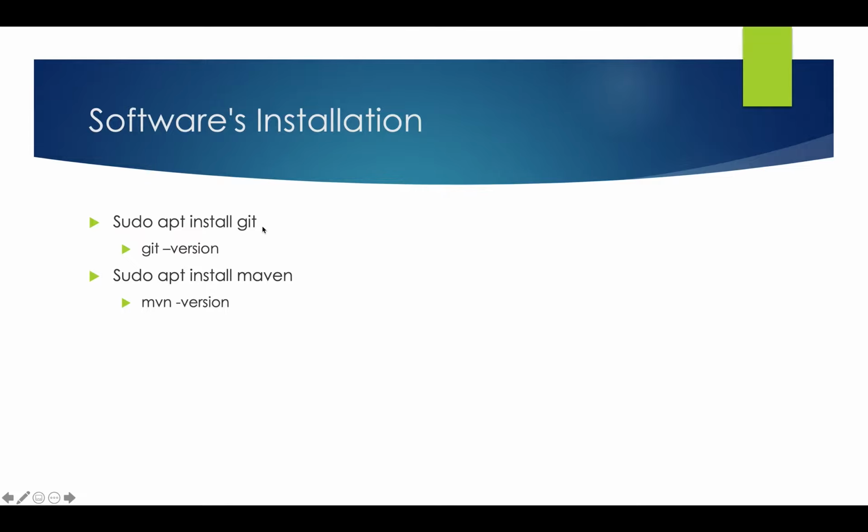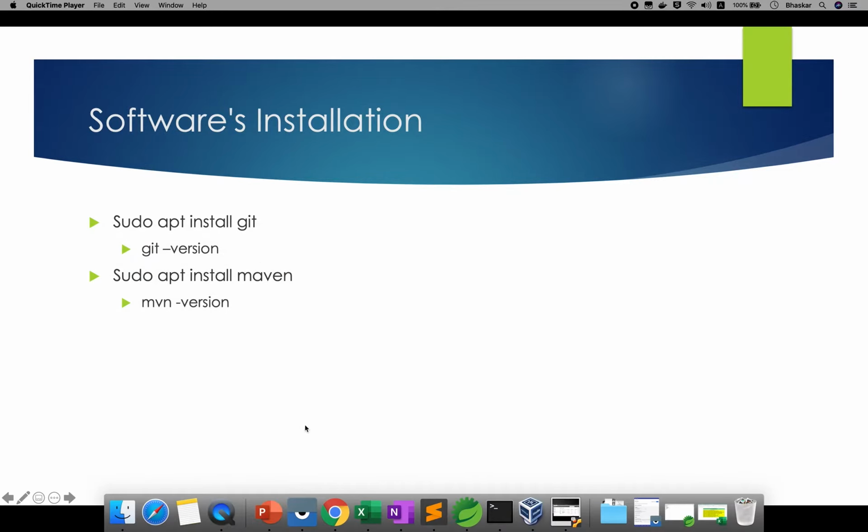These two commands are related to an Ubuntu machine. If you use CentOS, Red Hat Linux, or Amazon EC2, you need to use yum instead of apt. Now this is the Git software: sudo apt install git means Git will be installed. This one is for Maven, which will be installed. I already installed them, but for your information I'm giving the commands.